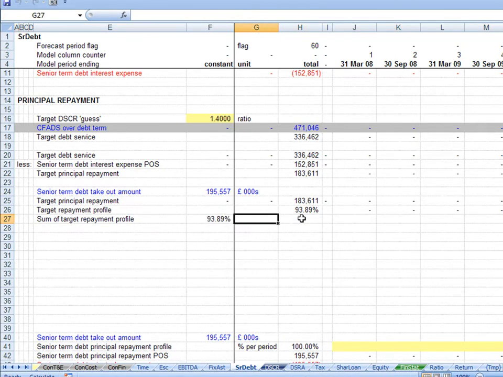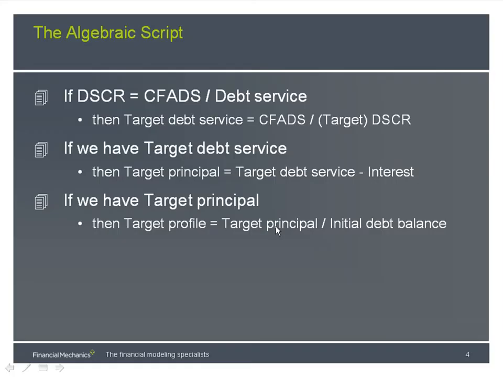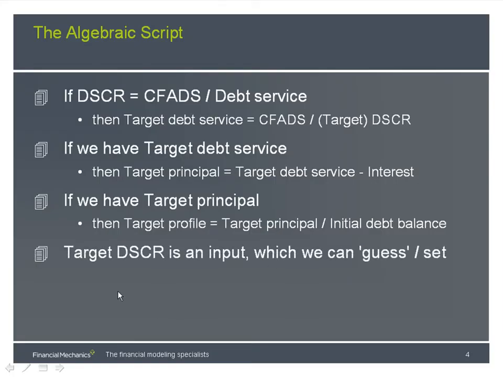just that, 100%. So what do we do? Well, we can remember that that target DSCR, that 1.4 that we started with, is an input, which we can guess or set to anything we want and see if we can run that through and keep guessing to get that target repayment profile to add up to 100%. So that seems like a very simple, straightforward approach, which we will attempt next.